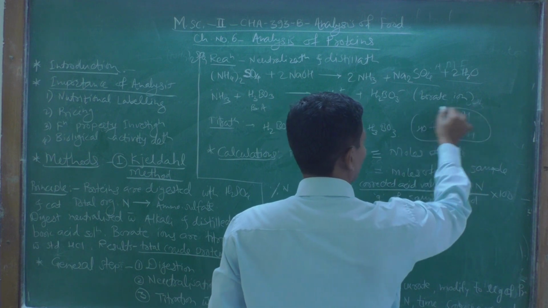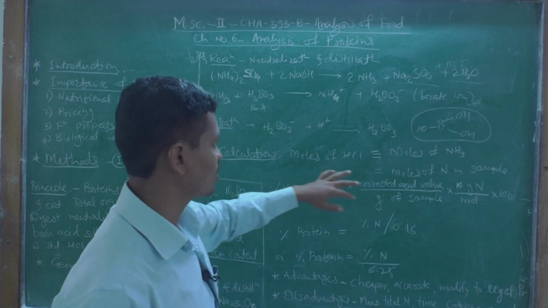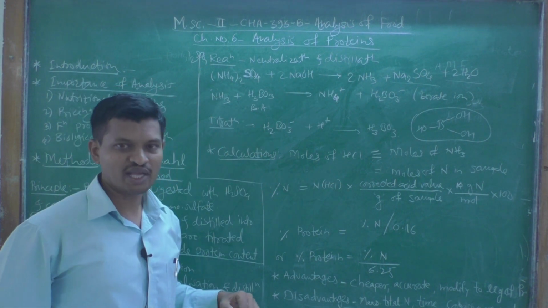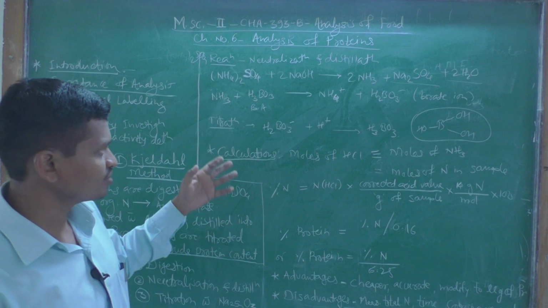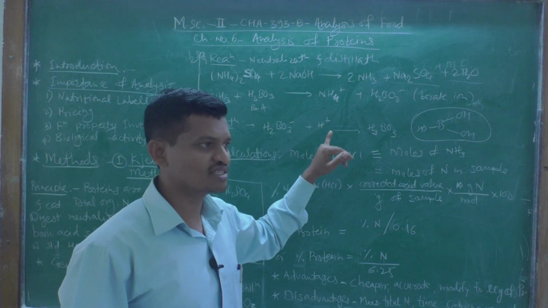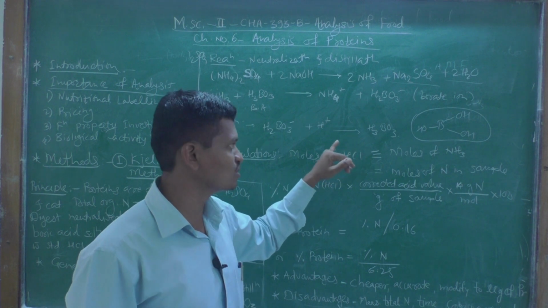BOH thrice. This is the formula of boric acid, H3BO3. Now the calculation part. The calculation part is very simple again. Why are we titrating these borate ions with H plus, that is, hydrochloric acid solution?